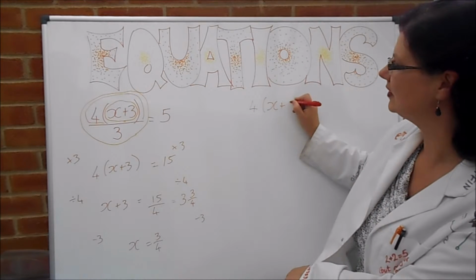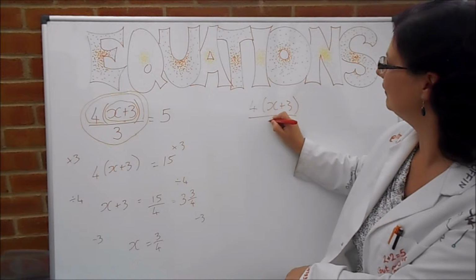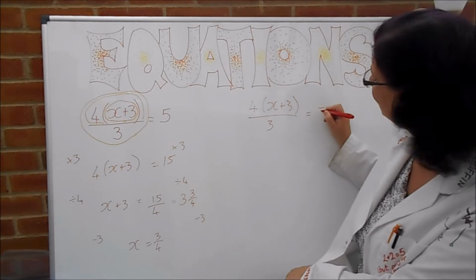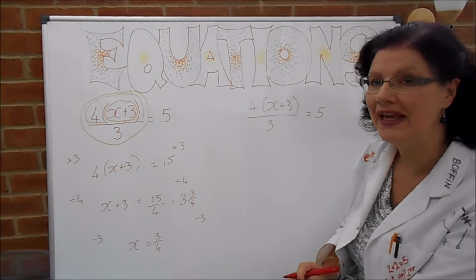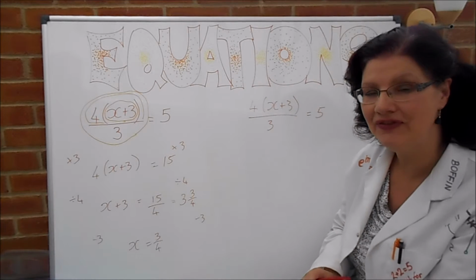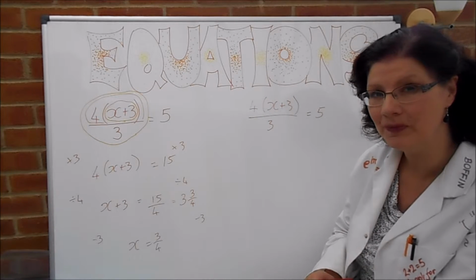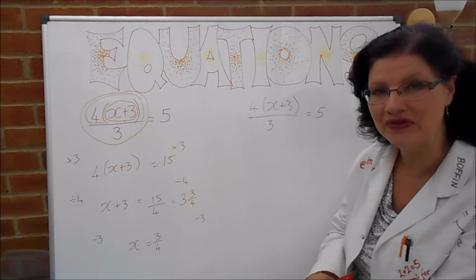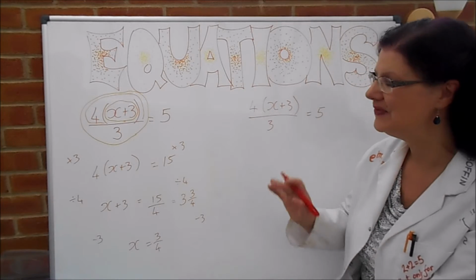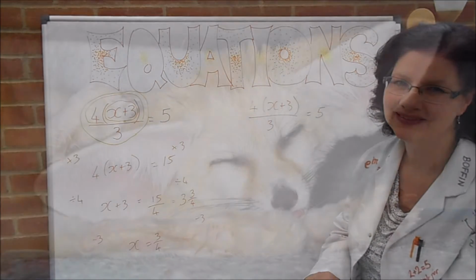Okay? Now what we're going to do over here is we're going to have exactly the same problem: 4 lots of x plus 3, whole thing divided by 3 equals 5. What I'd like you to do here is to simplify the left-hand side as much as possible. And then solve it from there. Okay, so pause the video, have a go with that now.